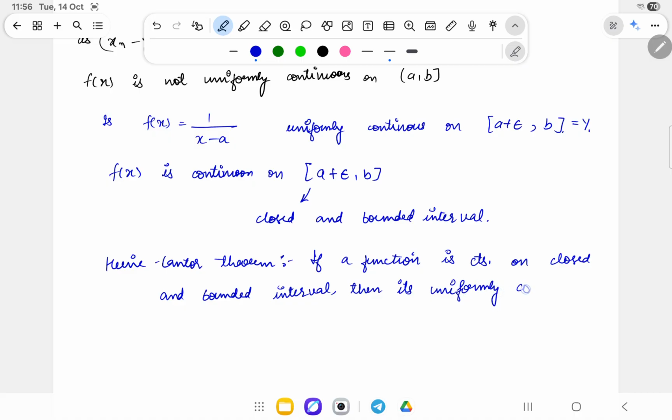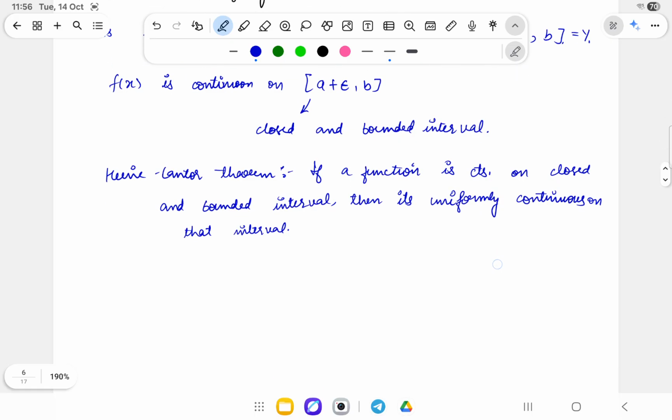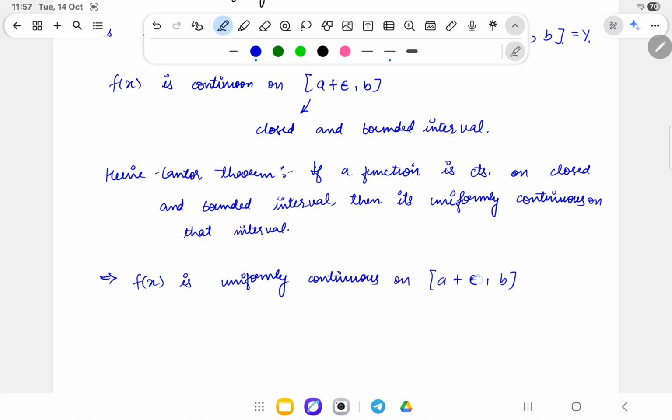On that interval. So we have proved that our function f(x) is continuous and the set on which we are considering is basically a closed and bounded set. So from here we can say that our function f(x) is uniformly continuous on the interval [a + epsilon, b]. So this is what we are supposed to do in this question. So let's move on to discuss the next question.